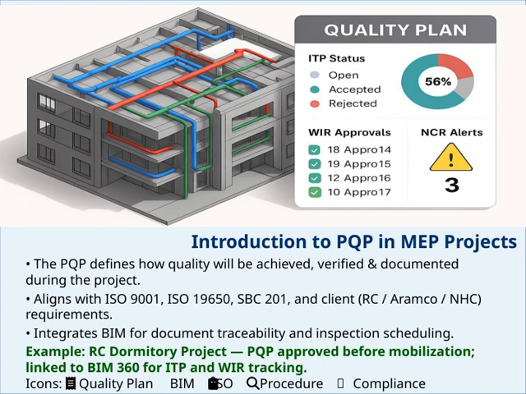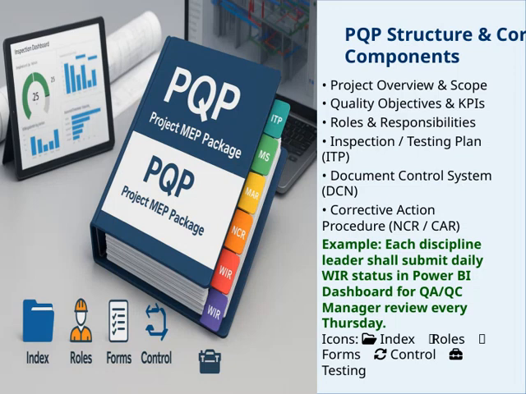For example, I'll share how the RC dormitory project had its PQP approved before mobilization and link to BIM 360 for tracking ITPs and WIRs. Over the next slides, we'll cover these points in detail. Let's get started. Let's take a closer look at the PQP structure and its core components.